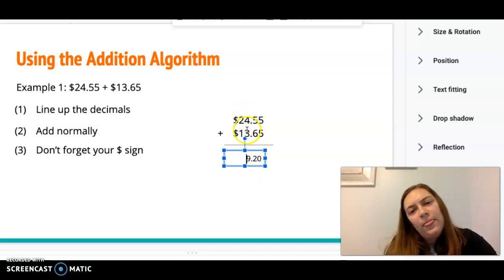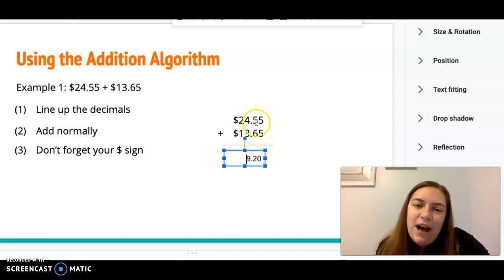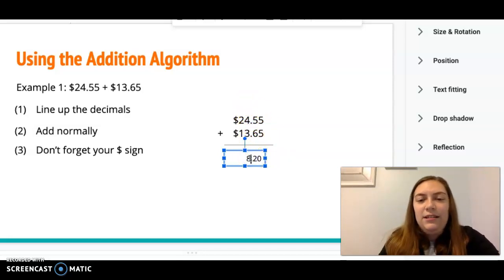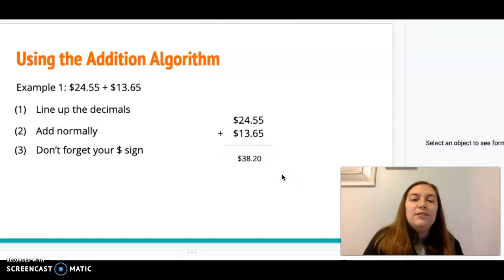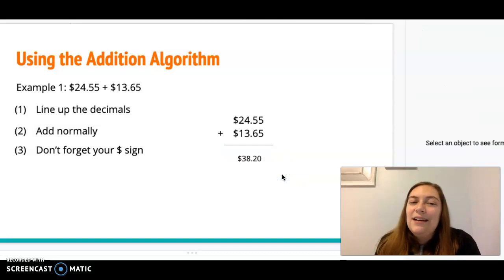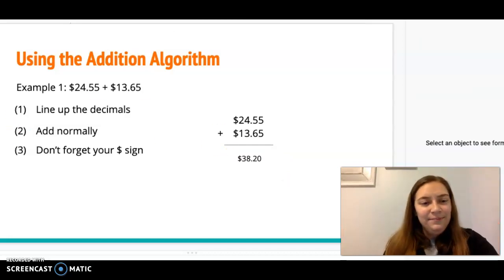Wait. I think I added that wrong. So I had 6 plus 5 plus 1 was 12. Carry my 1. Oh, this should be an 8. Sorry, guys. 4 plus 4 is 8. And then 2 plus 1 is 3. So your answer, don't forget your dollar sign, Miss Minton, is $38.20. And that's how you do the normal addition algorithm, if you remember how to do that.